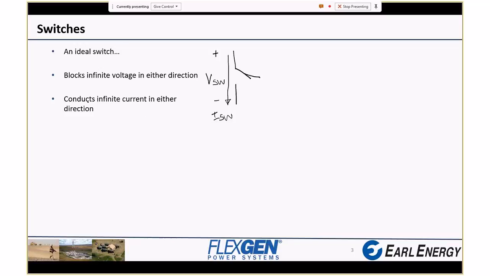When it is closed, I should have provided these. When the switch is closed, it can conduct an infinite amount of current in either direction. So when the switch is closed, you can then think of the switch as a resistor with zero resistance or very small resistance. When it switches on and off, it does so in 0 time. It takes no time to switch. You send the signal, it's closed.